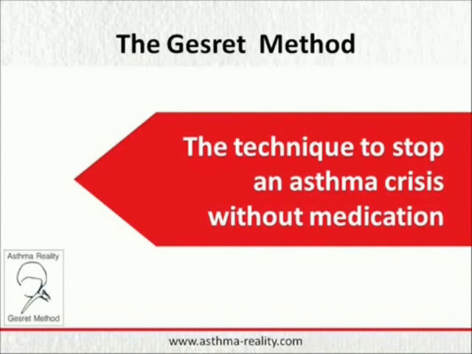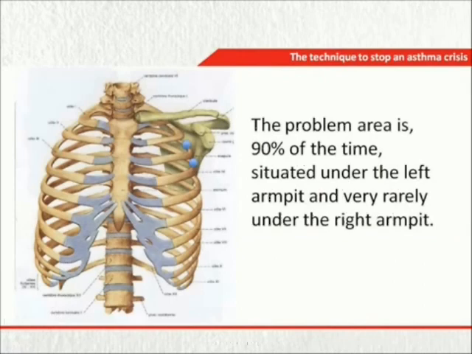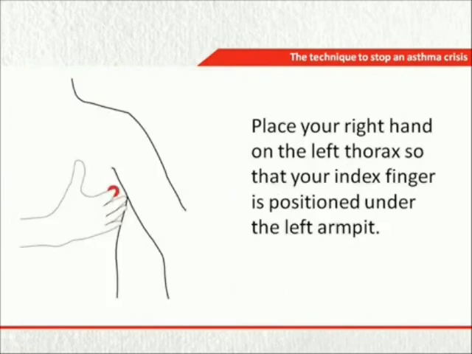In the next few slides, we will review the technique to stop an asthma crisis without any medication, thanks to the GESREB method. The problem area is 90% of the time situated under the left armpit and very rarely under the right armpit. Place your right hand on the left thorax so that your index finger is positioned under the left armpit.